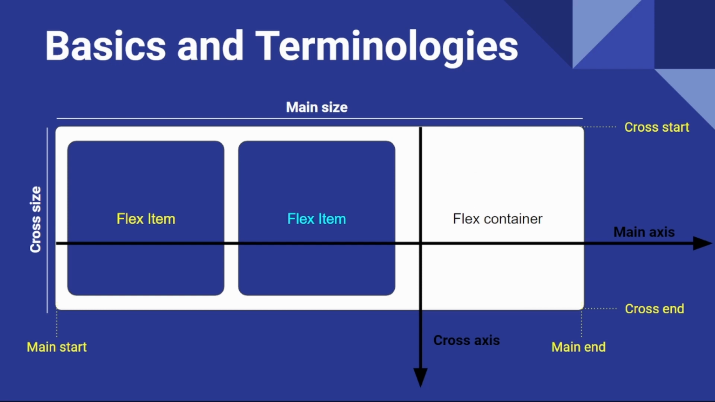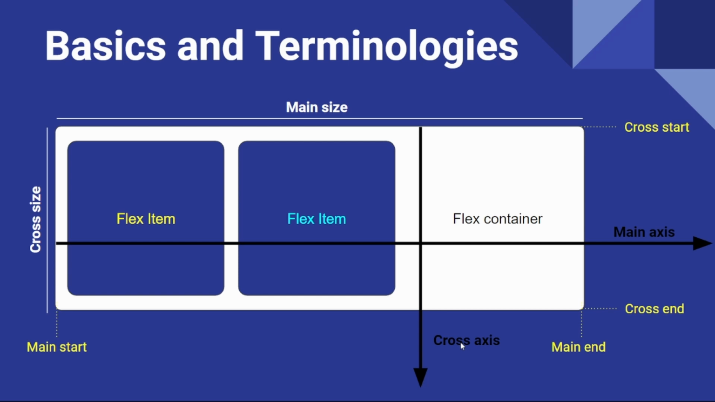Let's look at some basic terminologies and what we mean by those terminologies. You're going to hear cross start, cross end, main start, main end, flex items, flex container, main axis, cross axis. These are all different terminologies that you need to be aware of what they mean.